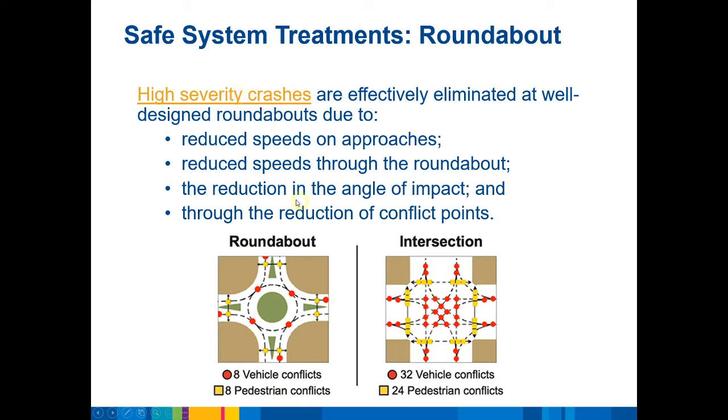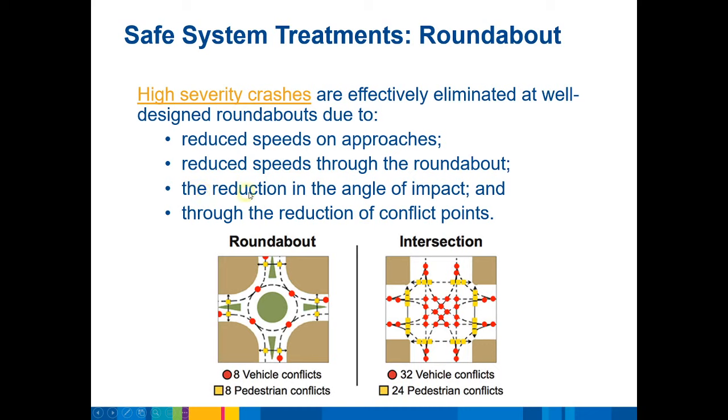Roundabouts are one of the best things that we can do on the road network in terms of improving safety, and we'll explain why. It's explained reasonably well by these diagrams, but I'll talk a bit about it here as well. High severity crashes, when we say severity, we mean is it going to result in a fatality or a serious injury? High severity crashes are effectively eliminated at well-designed roundabouts. You basically can't have a high severity crash at a well-designed roundabout, because the roundabout physically forces you to reduce speeds on approaches. It makes you reduce speeds through the roundabout.